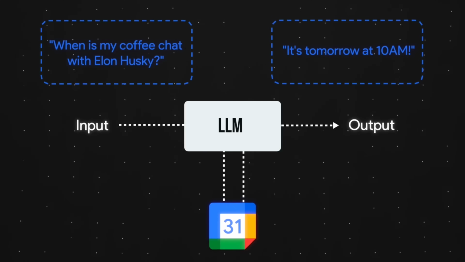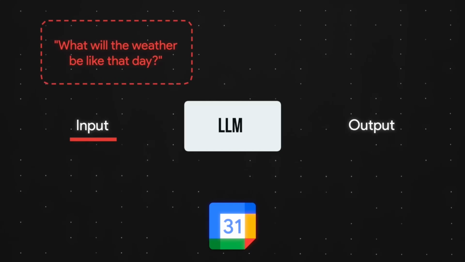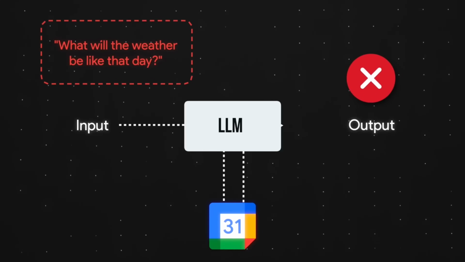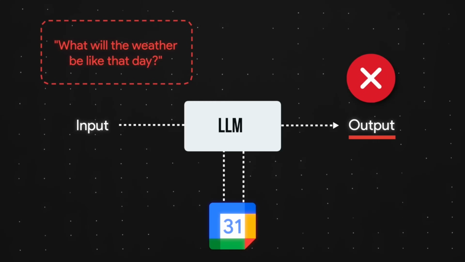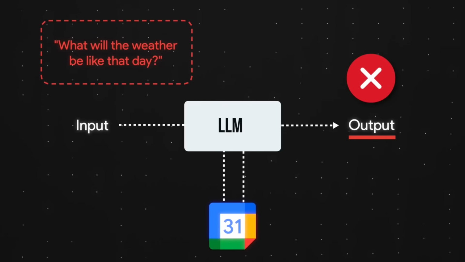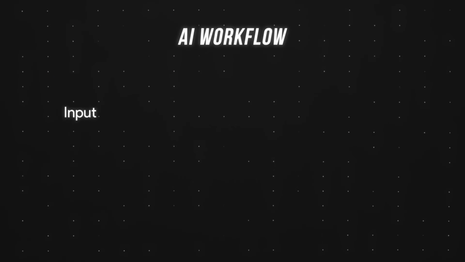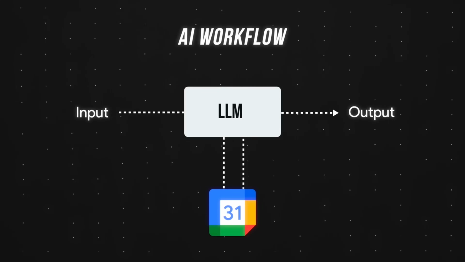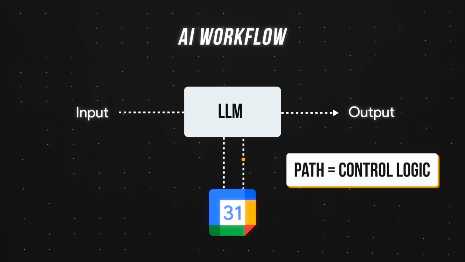But here also it gets tricky. When I ask what the weather will be like that day, it won't be able to answer and fails because it only has access to my Google Calendar and not the weather data. And this is a fundamental trait of the AI workflow. An AI workflow has a ton of predefined steps. To be a little technical, this is called control logic.